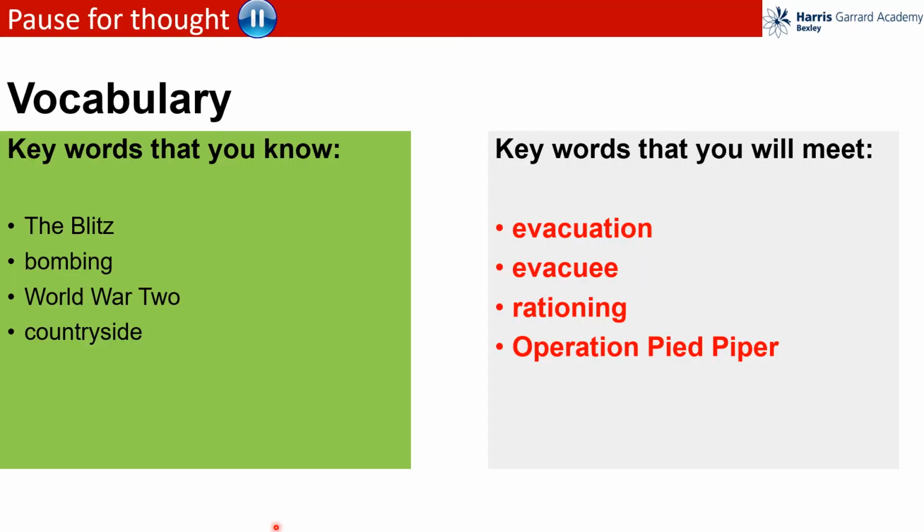So moving on to vocabulary. Again, in the green box we have words that you should know, and over here in the grey box we have words that you will meet today, which are evacuation, evacuee, rationing, Operation Pied Piper. I want you to pause the lesson, take a note of these words, as by the end of our unit you will then have a mini glossary of words that relate to our learning of World War II.